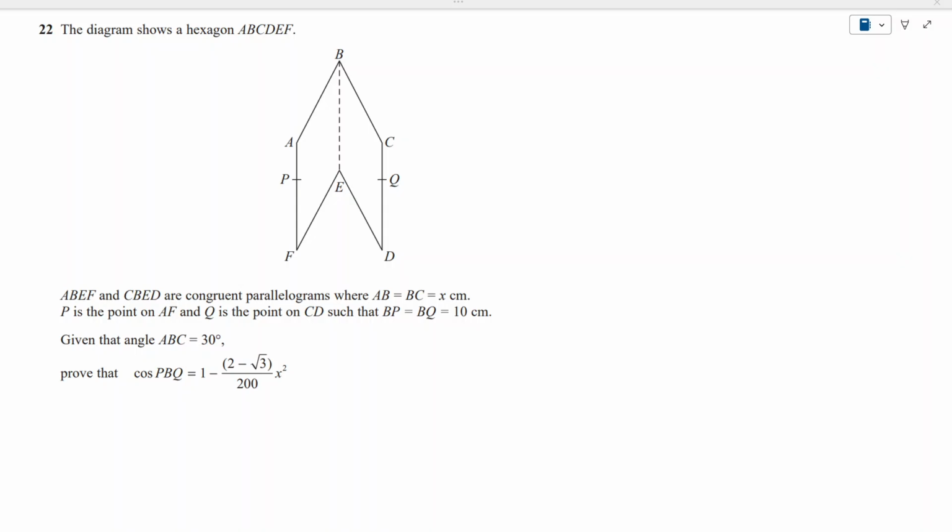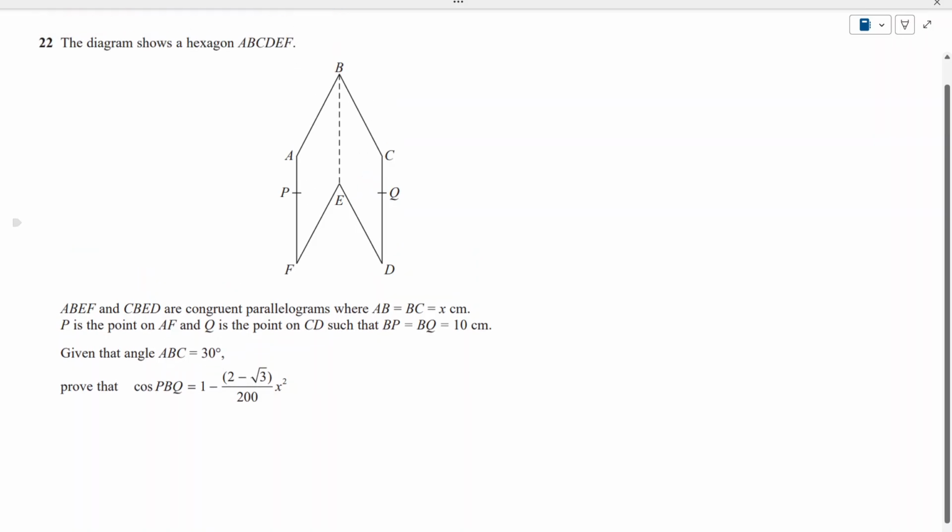This is from 2017, paper 1 higher from Edexcel, and this one involves a hexagon, ABCDEF, consisting of two congruent parallelograms where AB equals BC equals X. So I can annotate those right now for you. That's X. If I just write that in black, that'd be lovely. There you go. So that would be X.